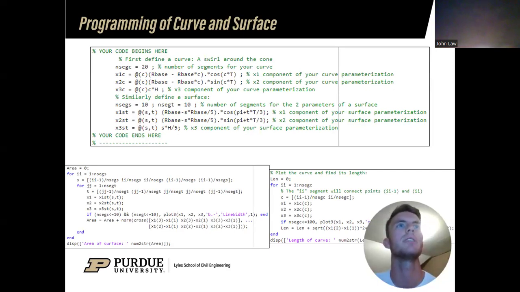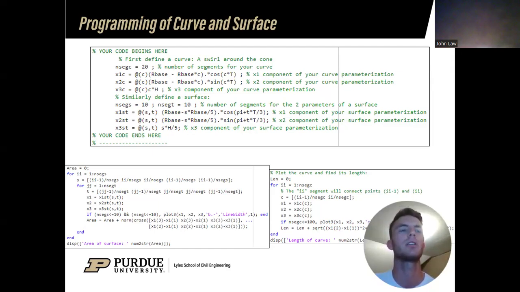The surface is defined in 10 different segments for S and T. S is related to the vertical incrementing of the surface, whereas T is related to the horizontal incrementing as we move around the cone. As S increases, we move up in height up to 1/5 the height of the cone. And then also as S increases, we decrease the radius to 4/5 of the original radius of the cone. For the angle, we ended up starting at pi. That way we're not obstructing the curve. We're at a different starting point than 0. And then we rotate through an angle of 2π/3 for the surface.